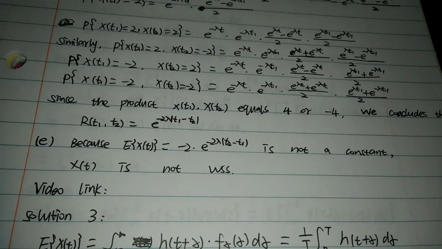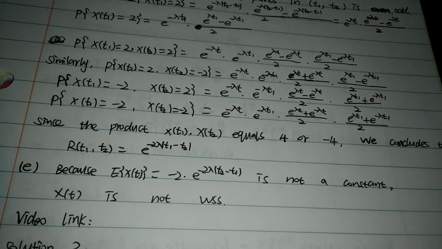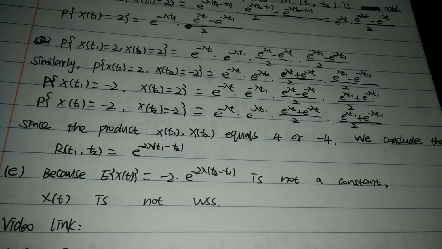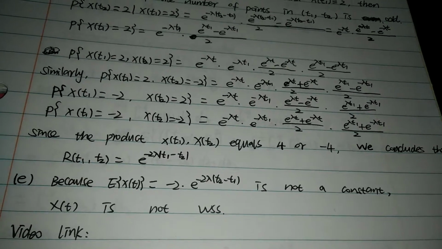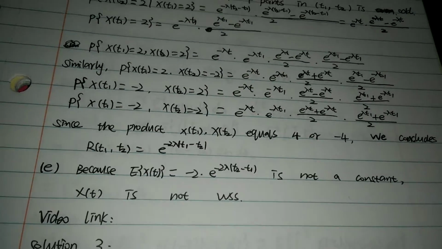So for question E, we know the expected value of X(t) equals minus 2 times e to power minus 2 times lambda times (t2 minus t1). It's not a constant, it's a function of t2 and t1. So X(t) is not WSS.